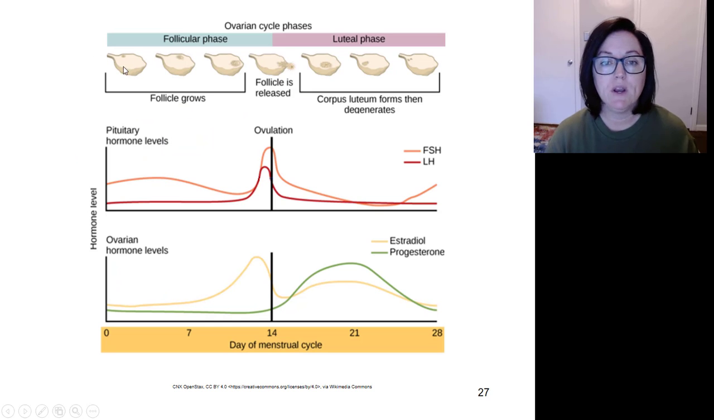In this image, we can actually see the different stages of folliculogenesis, what's happening in the ovaries, and then we can pair that up with these graphs which show us which hormones are increasing and decreasing and when. Down here we see days of the cycle. So it says days of menstrual cycle, but ovarian cycle would work too. So from days 0 to 13, we have that follicular phase. Day 14 is ovulation, and then 15 through 28 is the luteal phase.